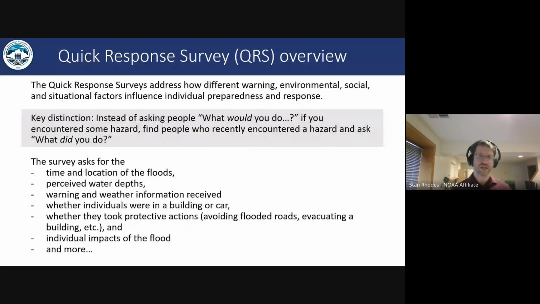There's a bunch of different factors included in this, and I mentioned some of those, but I wanted to give a quick list. The key distinction with a lot of this is that we're asking what people did do. A lot of research asks people what they would do if they encountered hazards, but we're asking what they did do. So we get time and location as best we can, perceived water depths if they encountered water, information received, if they had passengers, took other protective actions, and all that good stuff. That's what gives us those 390 or so variables.